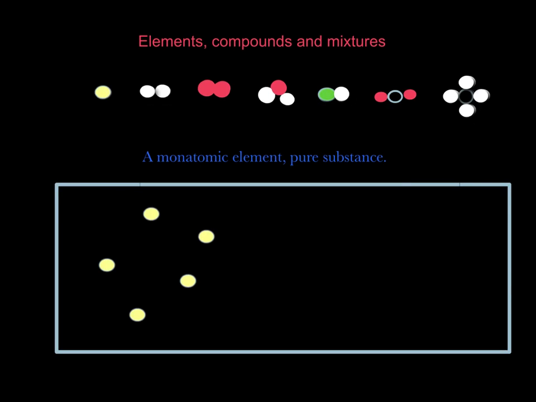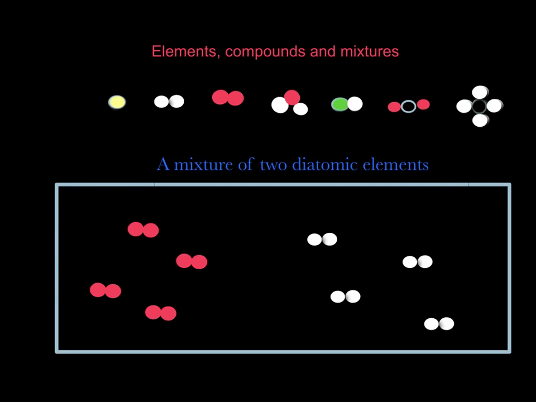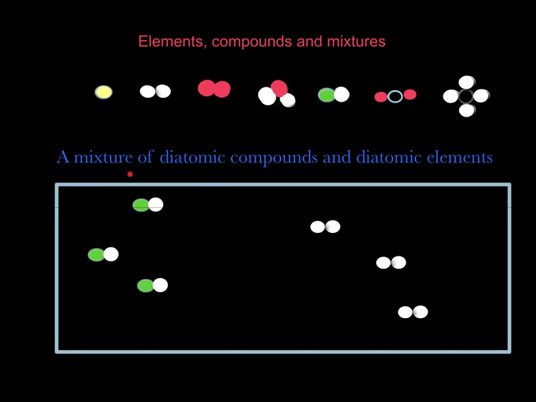This is a monatomic element, a pure substance, because all of the elements are the same color. This is a diatomic element because there are two elements that are the same color. This one is a diatomic compound because there are two different color elements in the compound. And this one is a diatomic element because they are both the same color element.